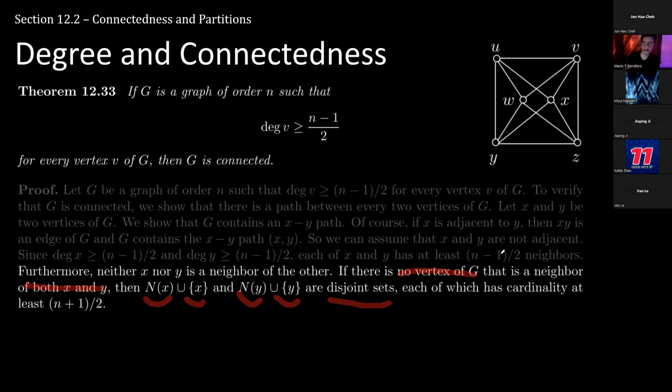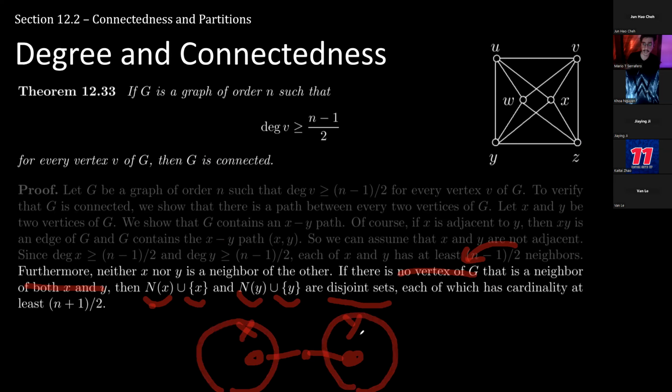Meaning, if there is no vertex of G that connects x and y directly, if there's no guy between x and y, then necessarily the set of all the neighbors of x and the set of all the neighbors of y, and you include y and you include x, they're disjoint. Because these guys are definitely not neighbors to each other. And if they don't contain at least one common neighbor, then their neighbor sets must be disjoint.